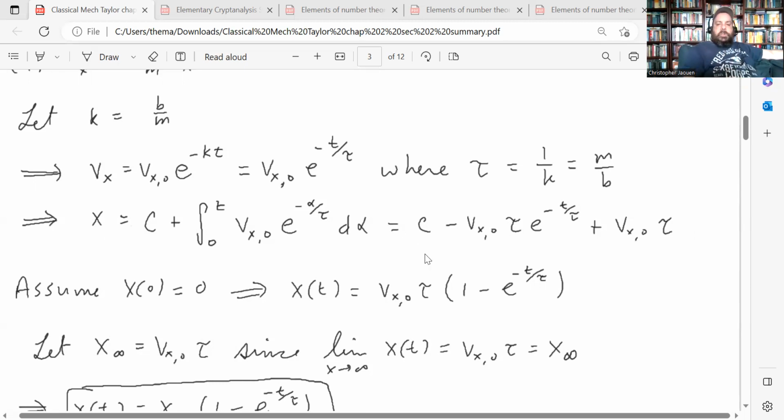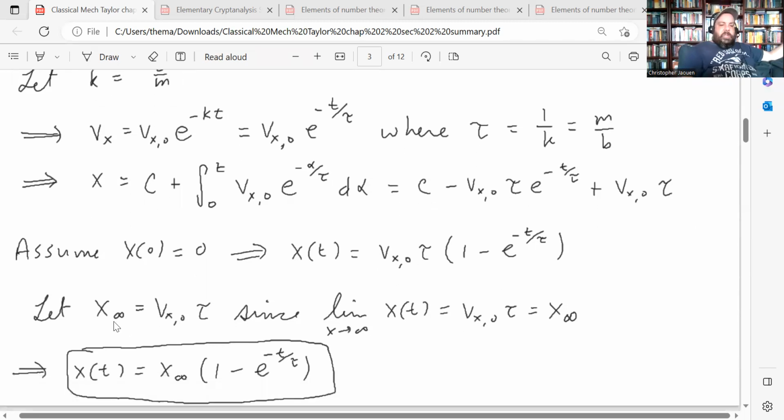Then this c term vanishes. So x of t is equal to this expression here: the initial velocity in the x direction times that parameter tau times 1 minus e to the negative t divided by tau. All right, and then he just introduces some more notation here.